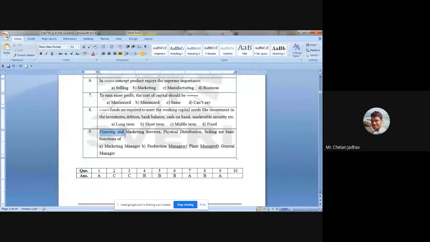Last question is: planning and marketing services, physical distribution, selling are basic functions of which parameter? Marketing manager, production manager, plant manager, and general manager. Planning is a parameter applicable for marketing, production, plant, and general, because planning is required everywhere. But planning and marketing services, physical distribution and selling, the sales and services of that product, are only the marketing manager's work. So the answer is A. This type of question will be asked in the university exam.